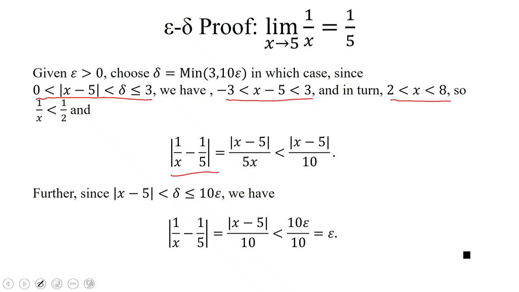So we showed that that's less than this number and this number. And because we additionally have that absolute x minus 5 is less than or equal to 10 epsilon, this last step over here is going to be less than or equal to 10 epsilon over 10, which is equal to epsilon. And that completes the proof for showing, in a simple case, continuity for a rational function.